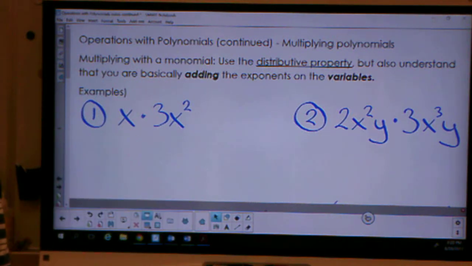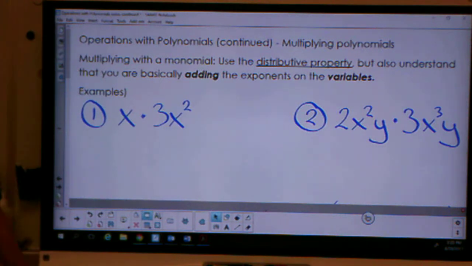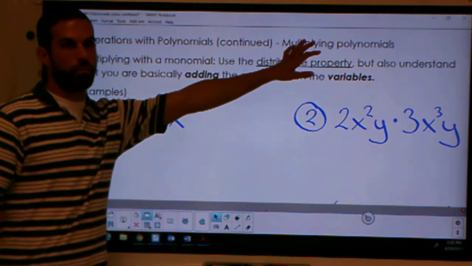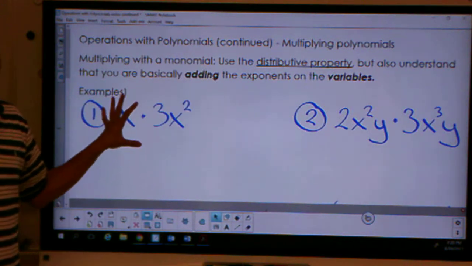All right, so today we're going to finish operations with polynomials, and what we're going to be talking about today is just how to multiply them. So I'm going to start off by giving you a moment to get all of this written down.